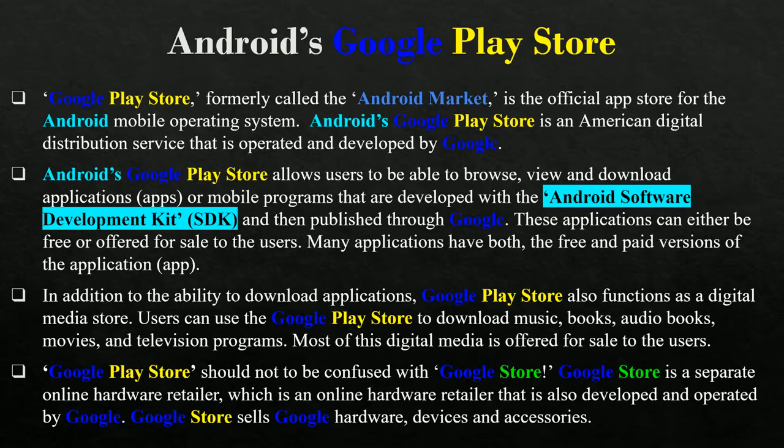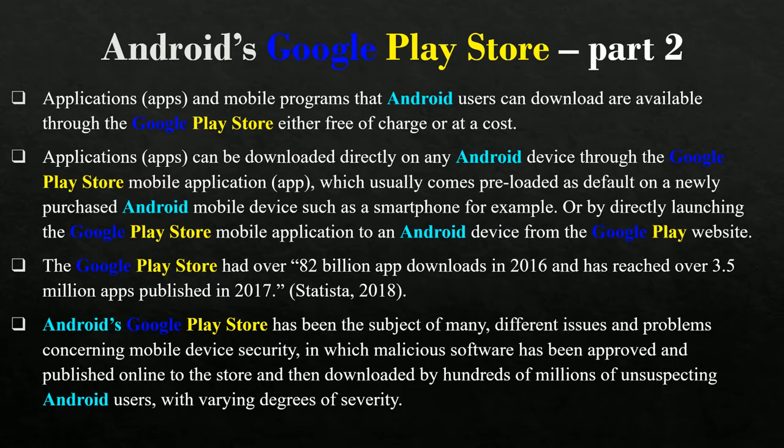But the difference is, the Google Store, not Google Play Store, sells Google hardware devices and accessories, such as Google Nest and cameras and stuff. So really the major difference between Google Play Store and Google Store is that Google Play Store is software based and Google Store is hardware based. And there's a bit of history to it in the future slides that I went over. They'll make a lot more sense.